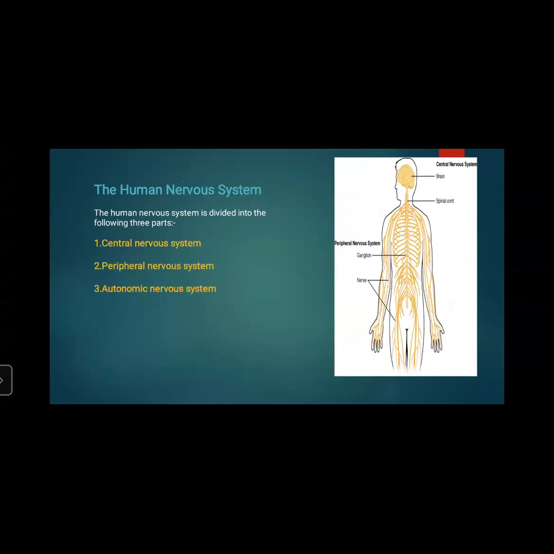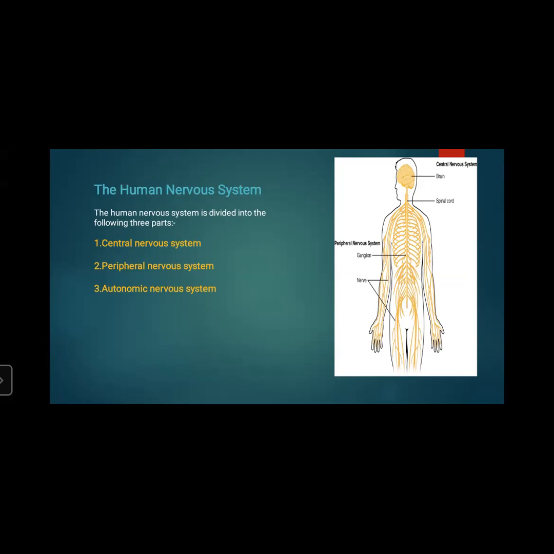Now, the human nervous system. What is there in the human nervous system? The human nervous system is divided into the following three parts: central nervous system, peripheral nervous system, and autonomic nervous system. You can see in the picture, the central nervous system is shown, and the peripheral nervous system is also shown. These are the three parts of the human nervous system: CNS, PNS, ANS.